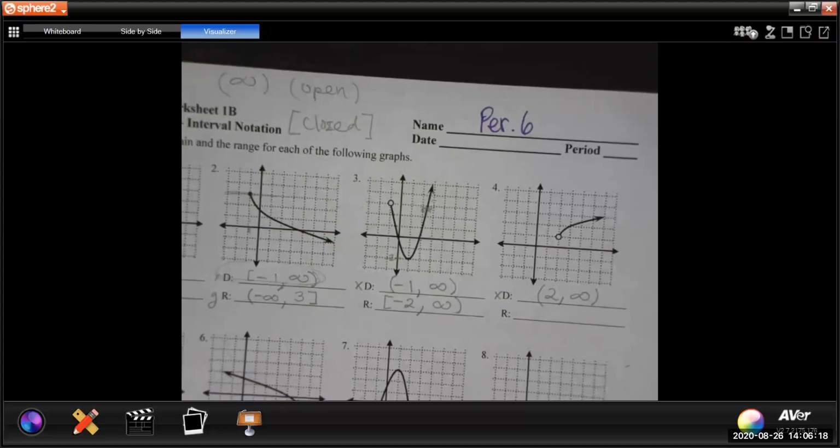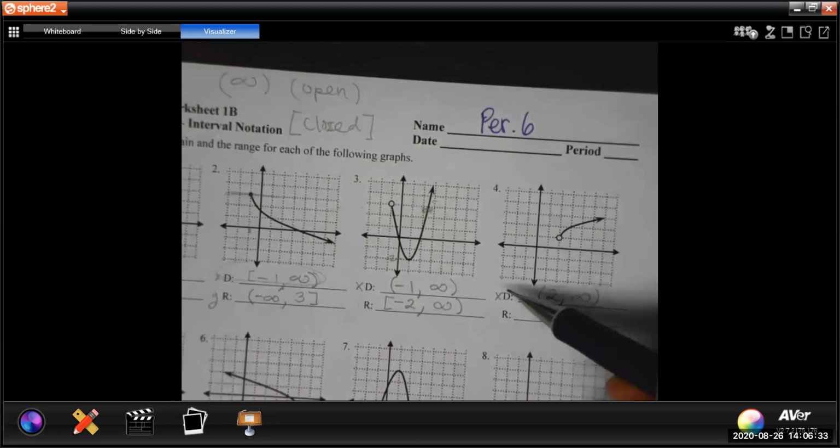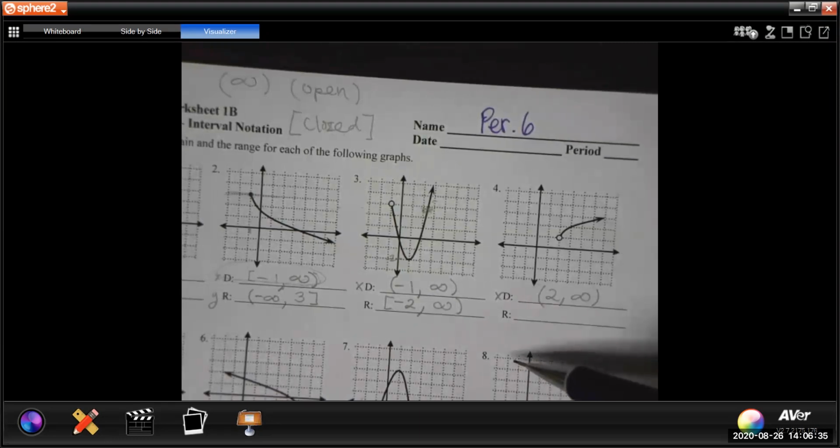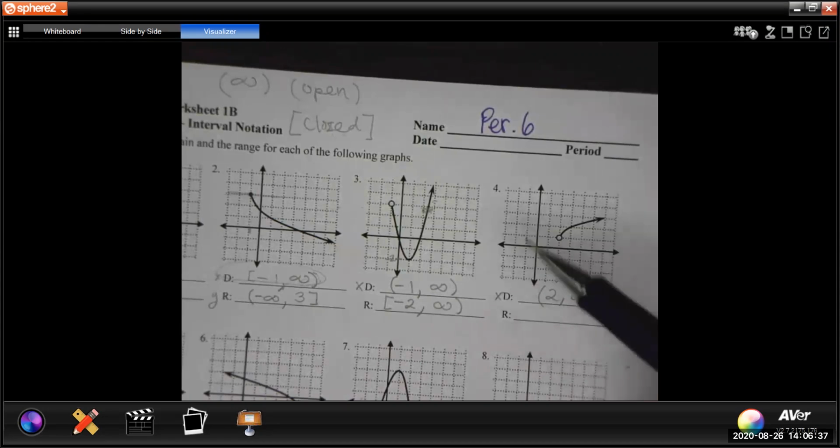Okay, and now we're dealing with the range. Brindley, on the range, does my graph go up and down forever, yes or no? It goes up forever, but does it go down forever? No. It goes up forever, but doesn't go down forever.